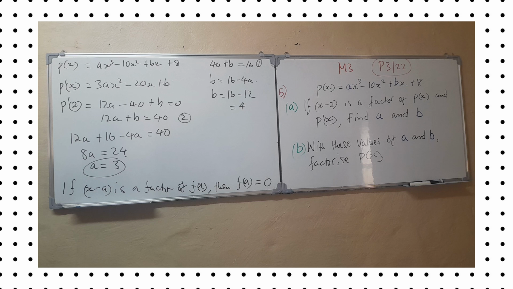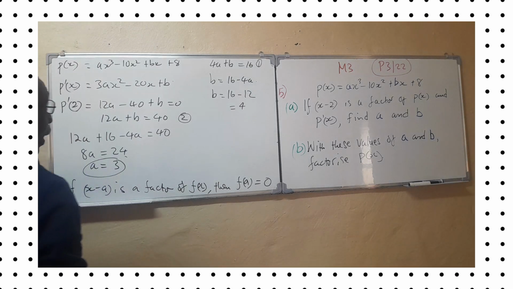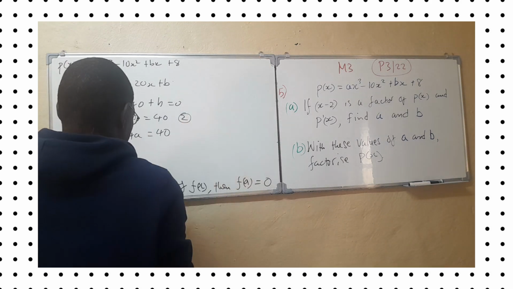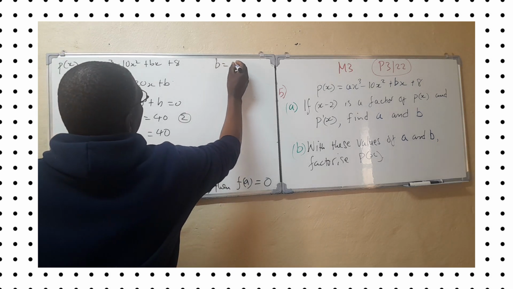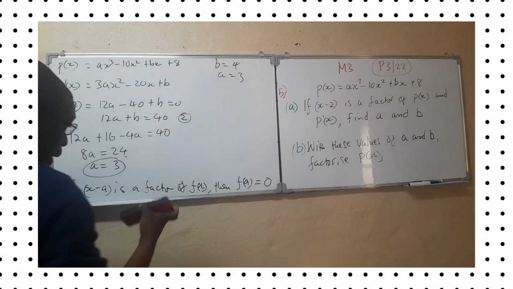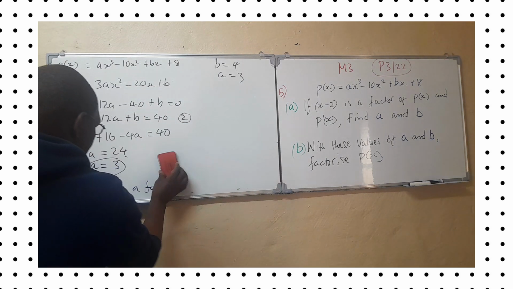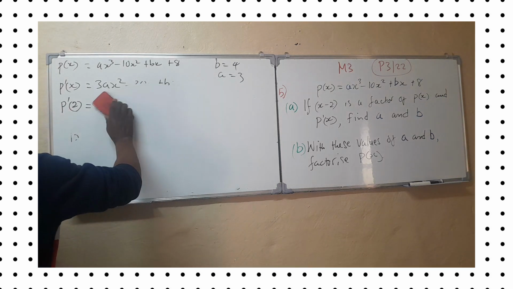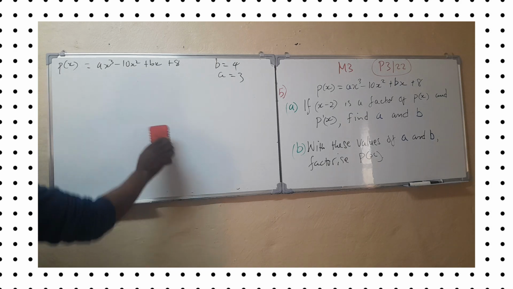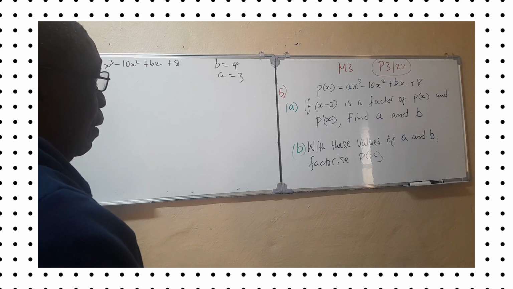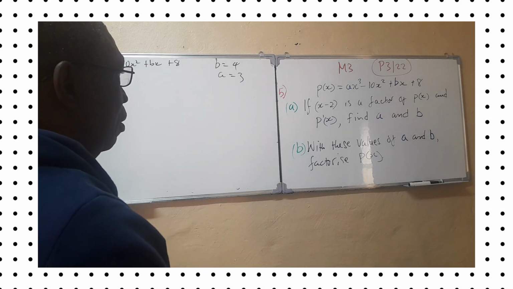Okay, let's keep them in mind. Remember b is 4 there. So I can just write b is equal to 4, a is equal to 3. So I can clear all the stuff down here. I don't need this anymore. Because we want to proceed to part B then. Part B says, with these values of a and b, factorize p of x.